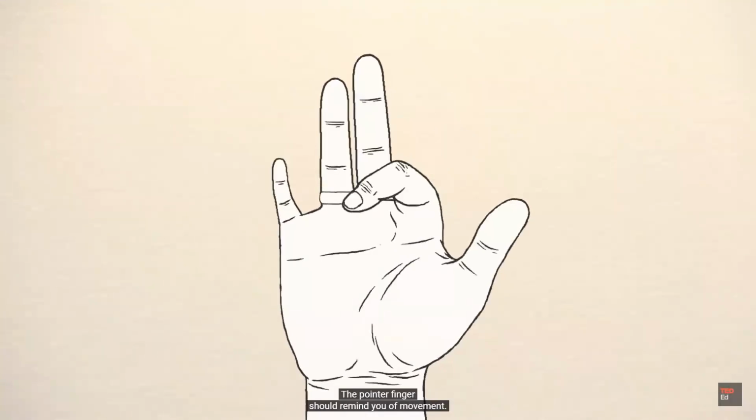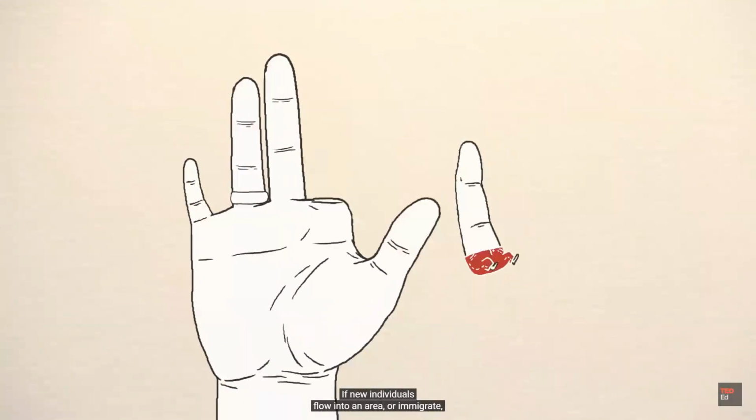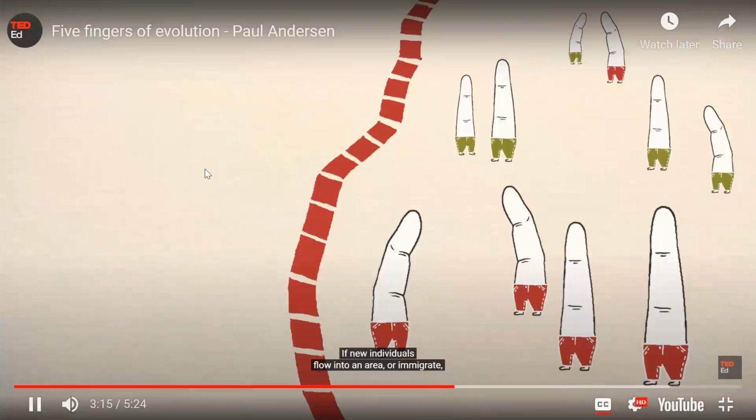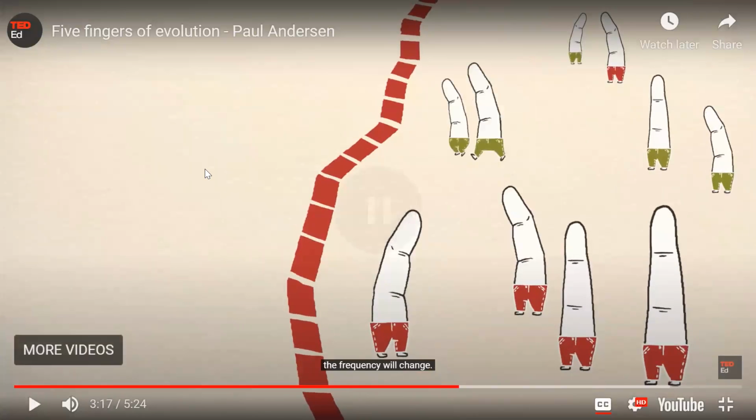The pointer finger should remind you of movement. If new individuals flow into an area or immigrate, the frequency will change. We're going to call that gene flow. You can put movement if you like. The fancy word is going to be gene flow.